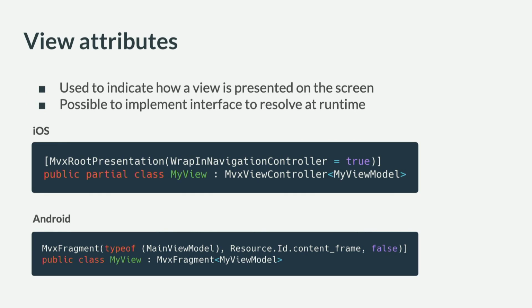The view attributes indicate how the view should be presented on the screen. So you can say MvxRootPresentation, which will show it on the root of your screen. You can say MvxFragmentPresentation. Well, there's a whole lot more. Say you're making this Forms app, you can put in the MvxModalPresentation, which will automatically show it up as a modal. If you want to have a hamburger, then use the MvxMasterDetailPagePresentation. It's as easy as that. You put the attribute on top of your view, and it will automatically handle all the navigation for you.